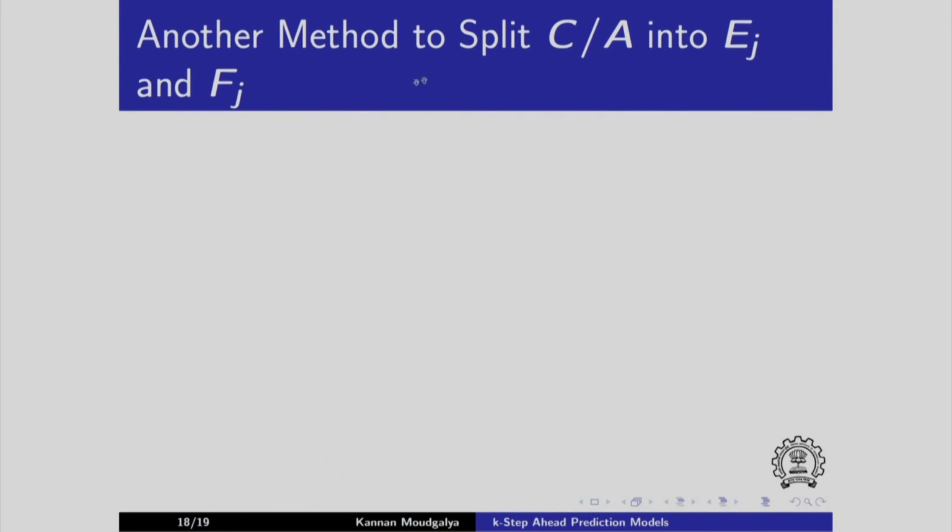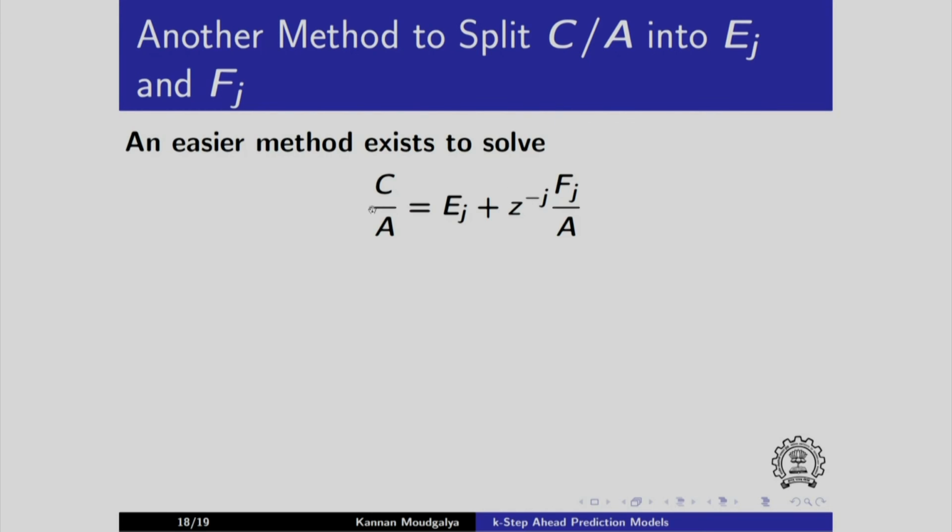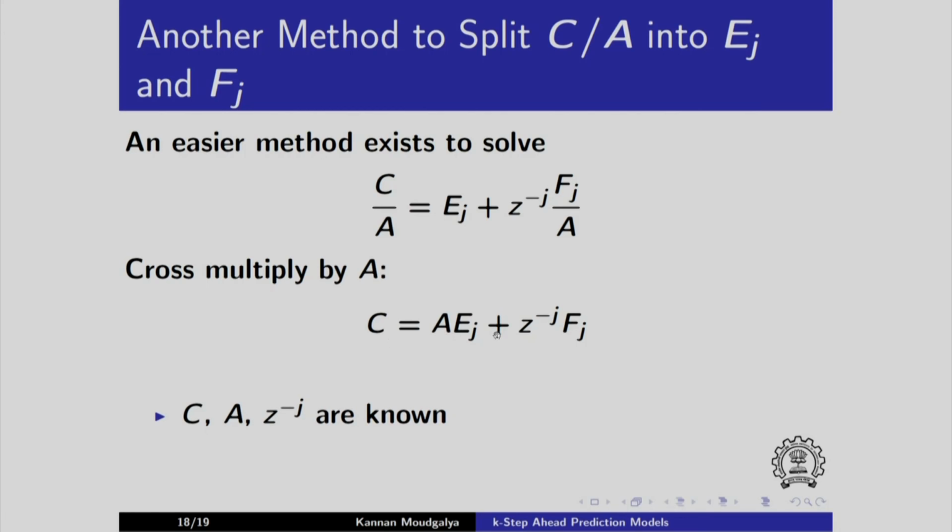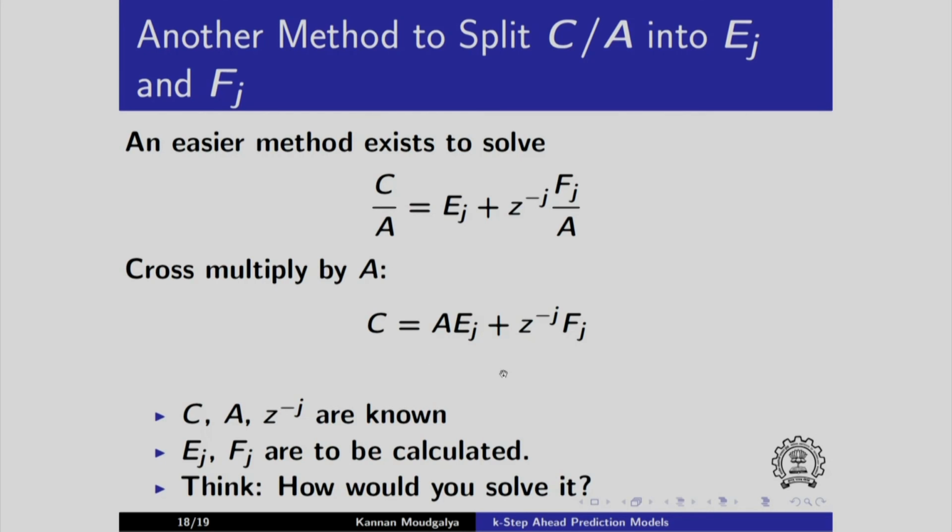There is another method to split c by a into ej and fj. There is an easier method, although it might be computationally a little more expensive. Just cross multiply by a. So it becomes c equals a ej plus z power minus j into fj. In this polynomial equation, c, a and z power minus j are known, ej and fj are to be calculated. I want you to think, how would you solve this?